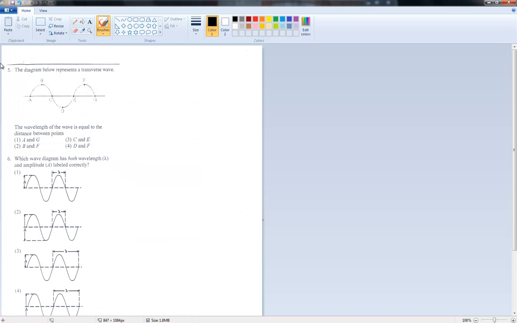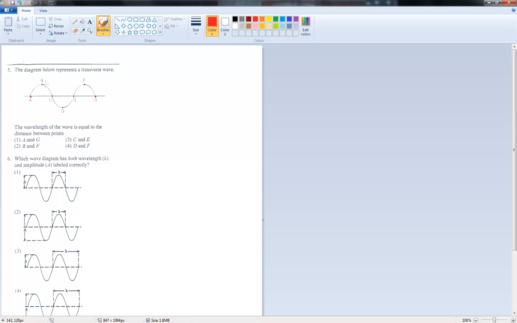All right, question 5 here. The diagram below represents a transverse wave. The wavelength of the wave is equal to the distance between which 2 points? So, remember, wavelength is the distance between two similar points. Let's look at A and G. So, A is here, G is here. No, that's way more than one single wavelength.